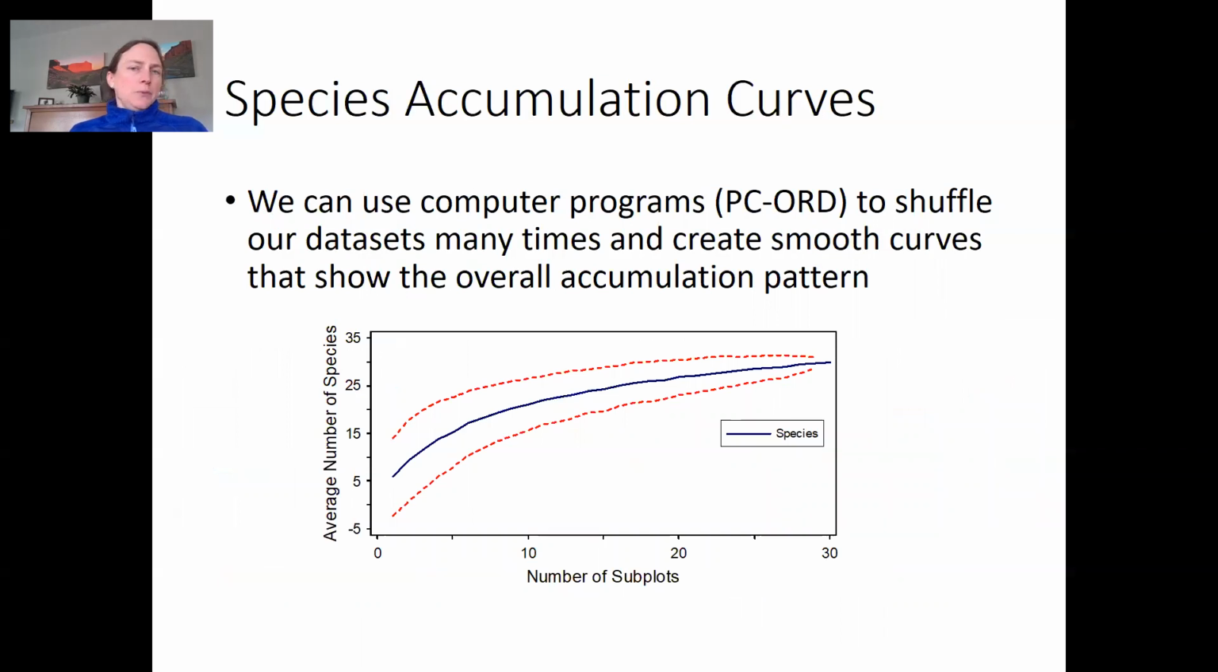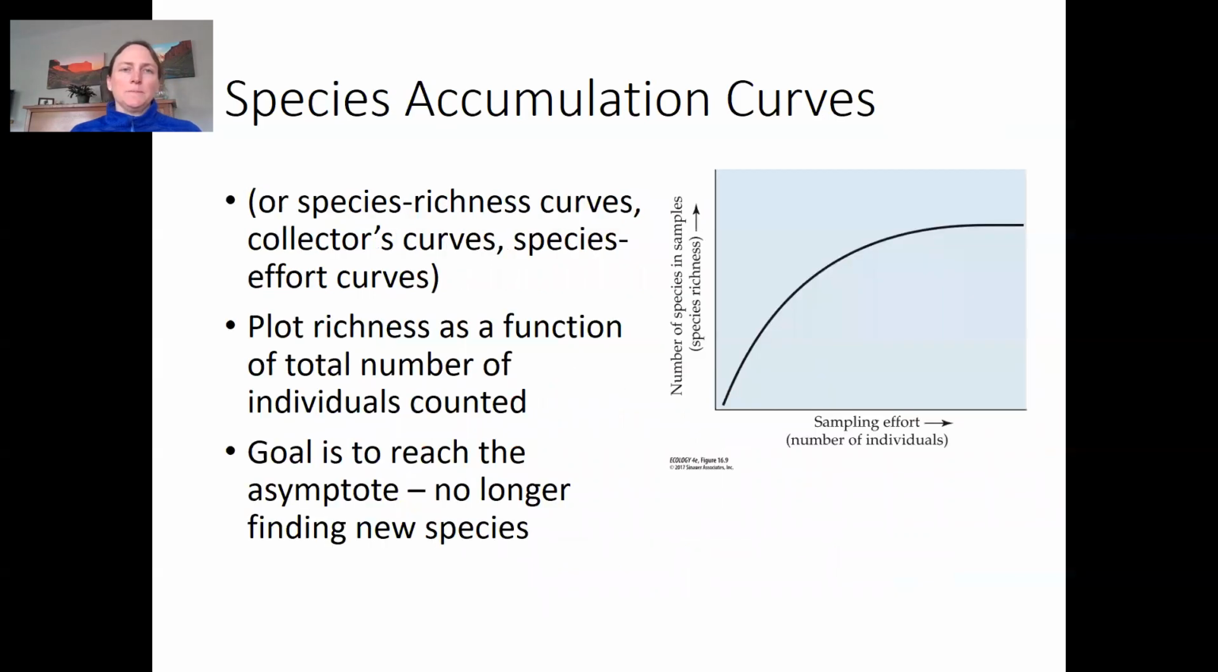We can use computer programs like PCORD, which you'll learn how to use in the stats section of this class much later in the quarter. And we can shuffle our data sets thousands of times to create these smooth curves that show us the overall accumulation pattern. What's nice about this is it tells us if we're starting to curve and hit that asymptote or not, because that's where we want to be. We want to be capturing all of the species that are possible to capture.